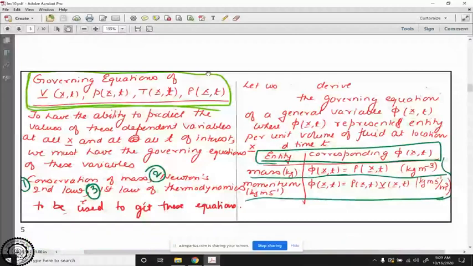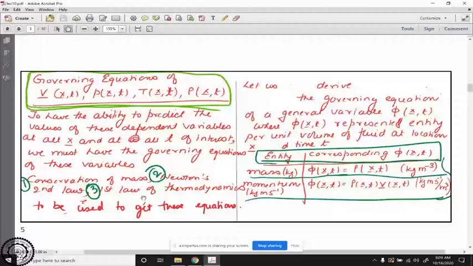So to have the ability to predict the values of these dependent variables, what I have written here, at all x and all t of interest, at all locations and at all time instants of interest, we must have the governing equations of these variables, right? And eventually, we are going to get those equations by invoking these three basic laws. First is conservation of mass, the second is Newton's second law, and the third is the first law of thermodynamics.